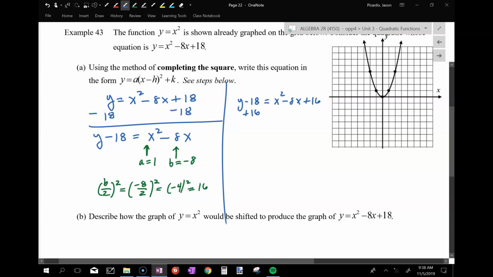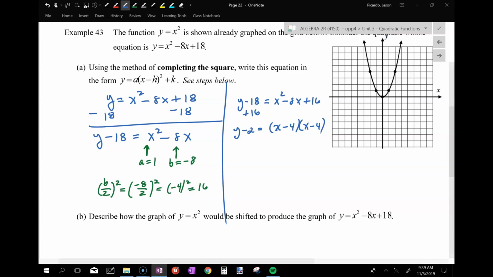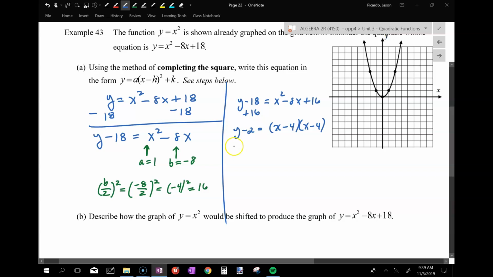Okay, guys, this is guaranteed, no doubt about it, going to happen. The right-hand side of this is going to become factorable. Guaranteed. So I need two numbers that multiply to be 16 that add to be -8. -4 and -4. So I have y minus 2 equals x minus 4 times x minus 4. Guys, what's another way to write x minus 4 times x minus 4? x minus 4 squared.